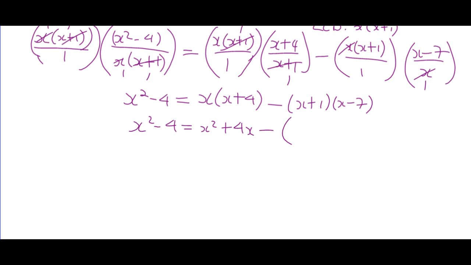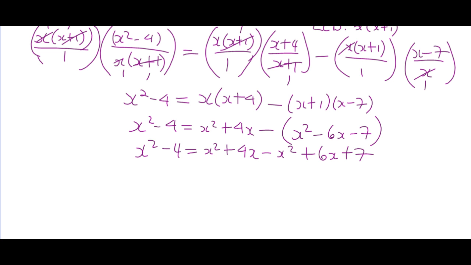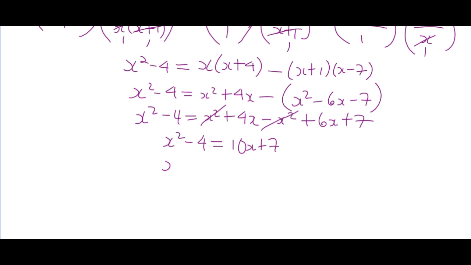All right, so we've got x squared minus 6x minus 7. Okay, so let's take our time here. Minus x squared plus 6x plus 7. Okay, so x squared minus x squared, those are gone. So I got x squared minus 4 is equal to 10x plus 7. Let's drag that down. It's going to be x squared minus 10x minus 11 is equal to 0.